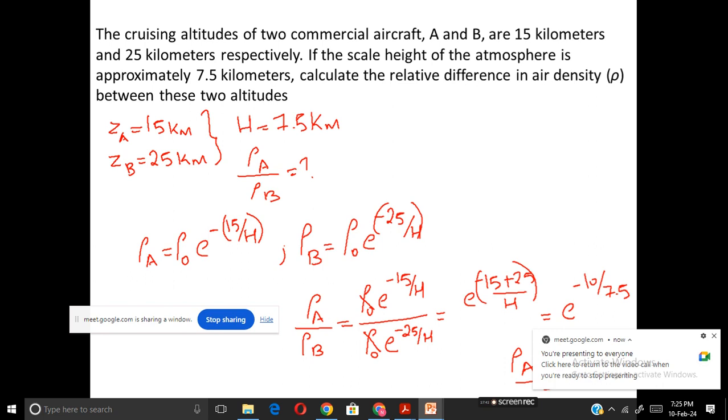Okay. So this is how we find out the relative density. The density of the air at height B is less than the density at height A because it is decreasing with respect to height. I hope this is clear.